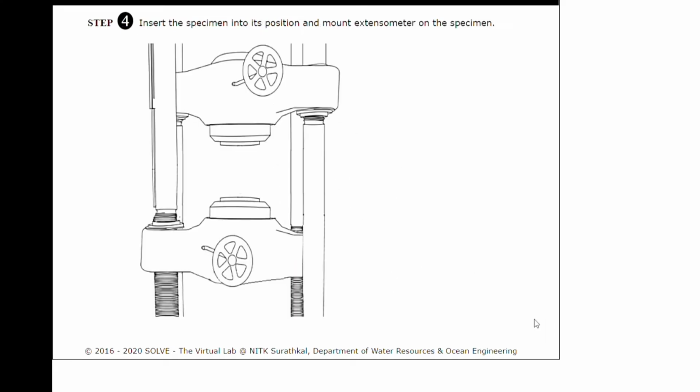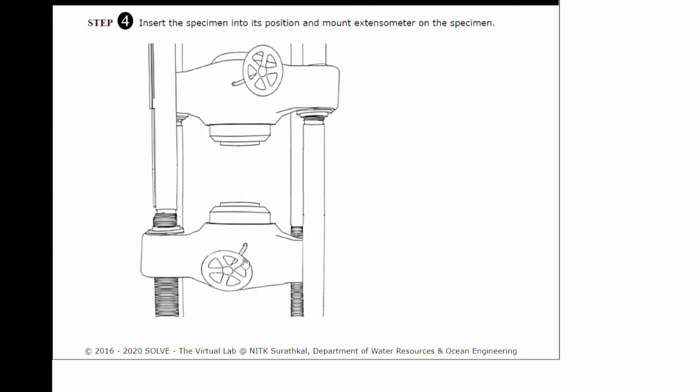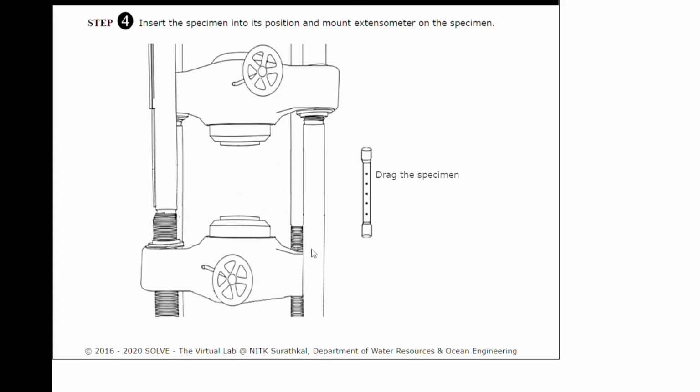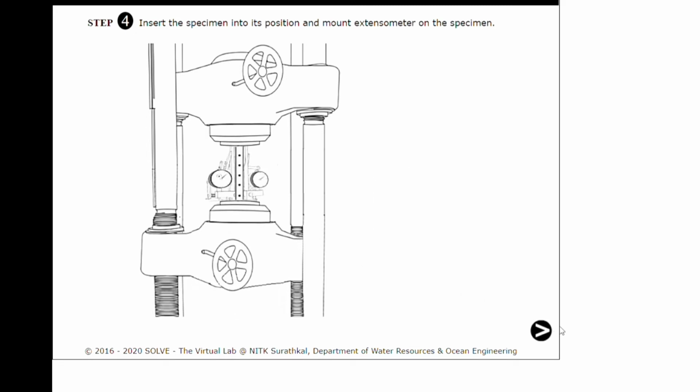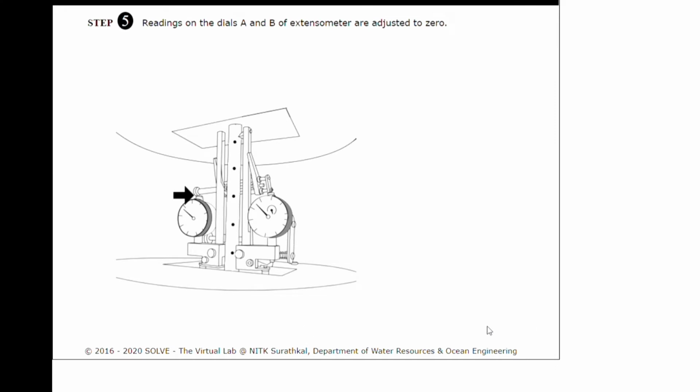Step 4. Insert the specimen into position and mount the extensometer on the specimen. Drag the specimen. Step 5. Readings on dials A and B of the extensometer are adjusted to 0. The least count of the extensometer is 0.01 mm.